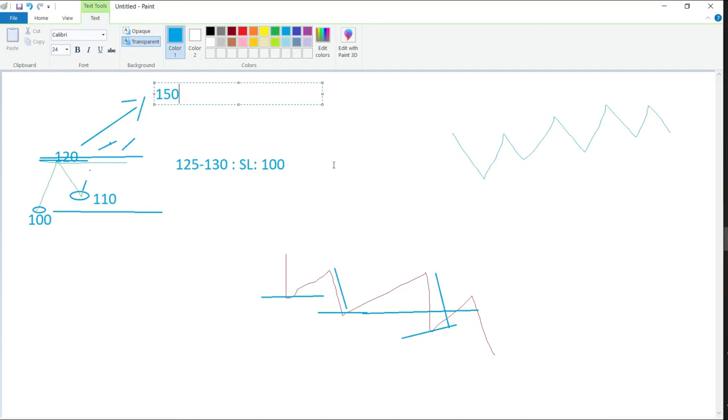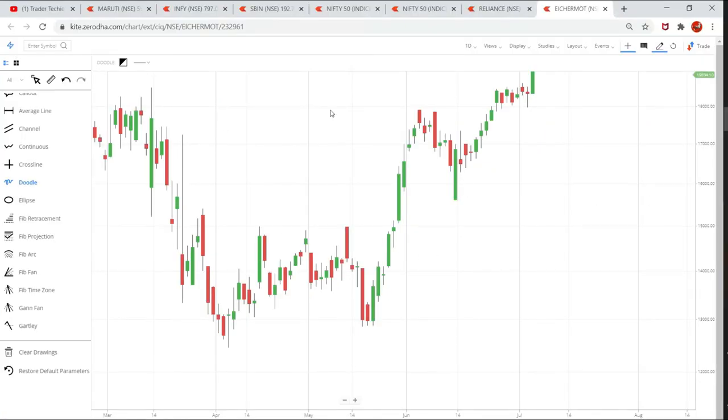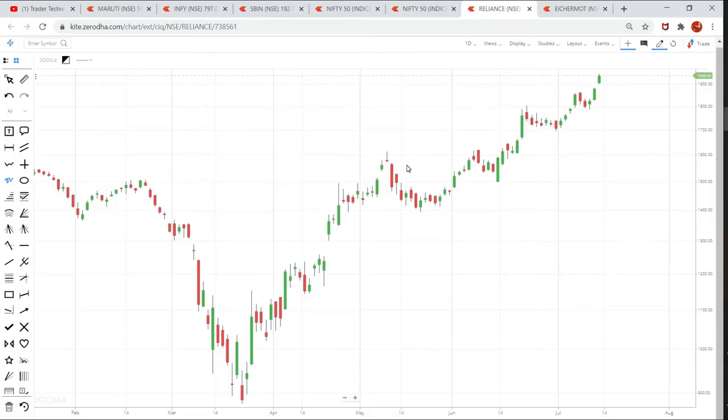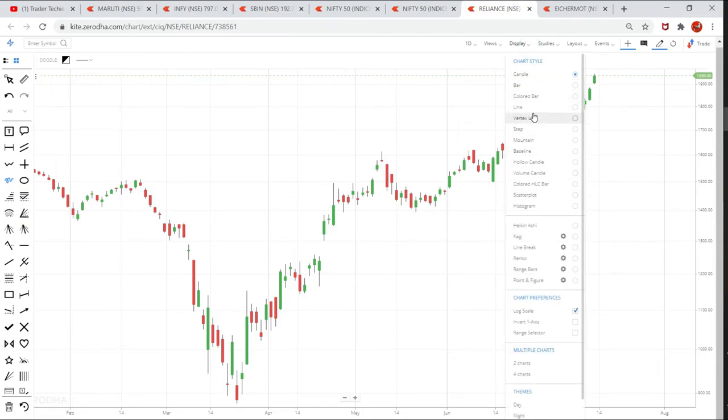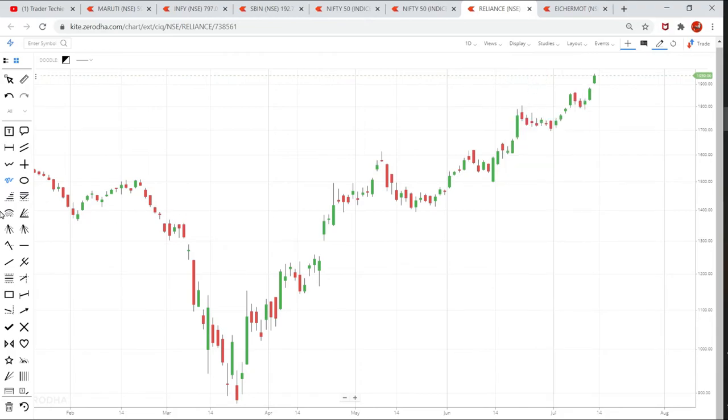So similarly, if you would like me to explain the same in the charts, if I go here, Reliance. If I take a chart of Reliance, this is a one-day chart, where you will get the positional view for a month or two and trade for it. If you see, I have selected candlestick pattern in display. There are many charts you can see, a bar, line, step, mountain, everything. So I have selected candlestick pattern. I'll draw a simple line here from here to this level.